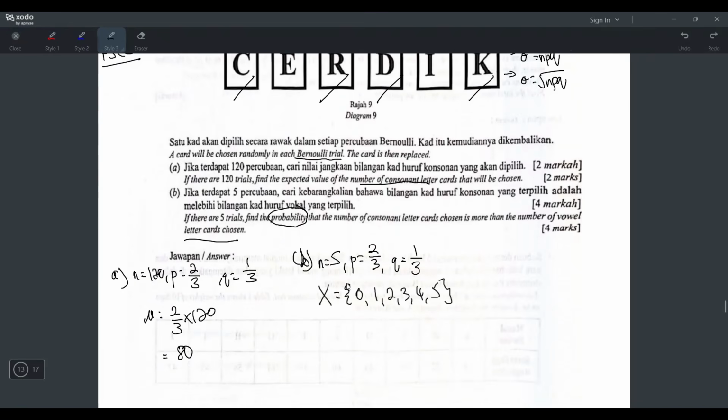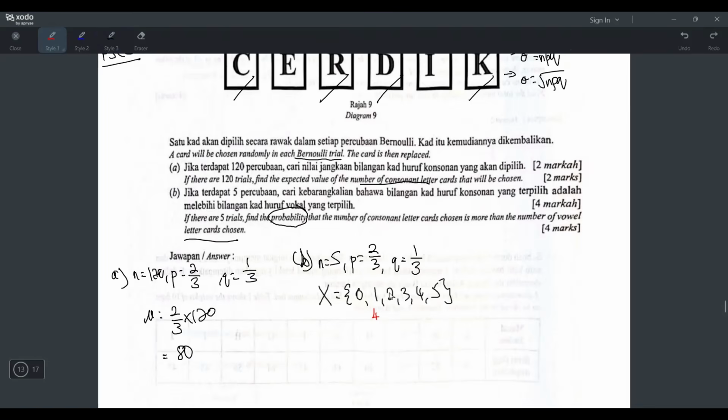What is the meaning of 5-0? It means out of the 5 tries, 0 times I succeed, 0 times I get consonant. It means 5 times I just get the vowel. Or maybe 1 time success. It means I do this experiment 5 times, but I only get 1 consonant. Okay, but if I get 1 consonant, it means I get how many vowels? 4 vowels, right? So I'll use red color to write. If I get 1 consonant, it means four times I fail, 4 times I get vowel.